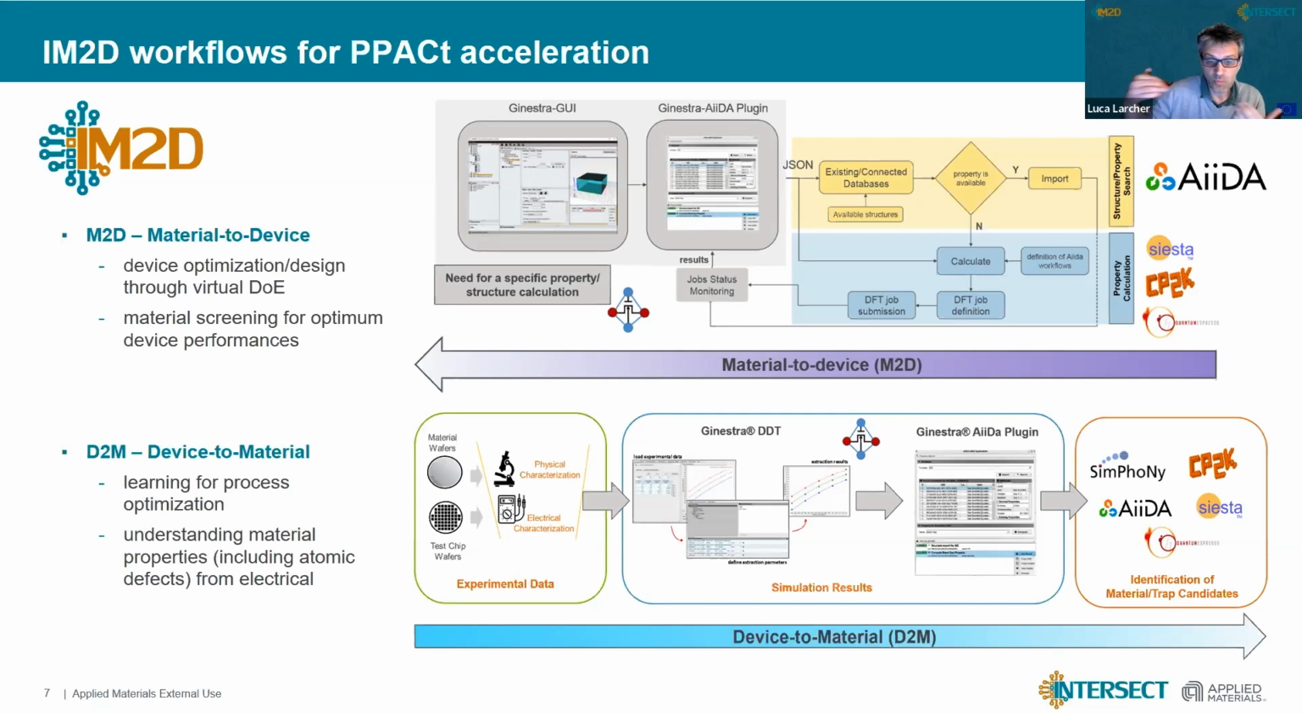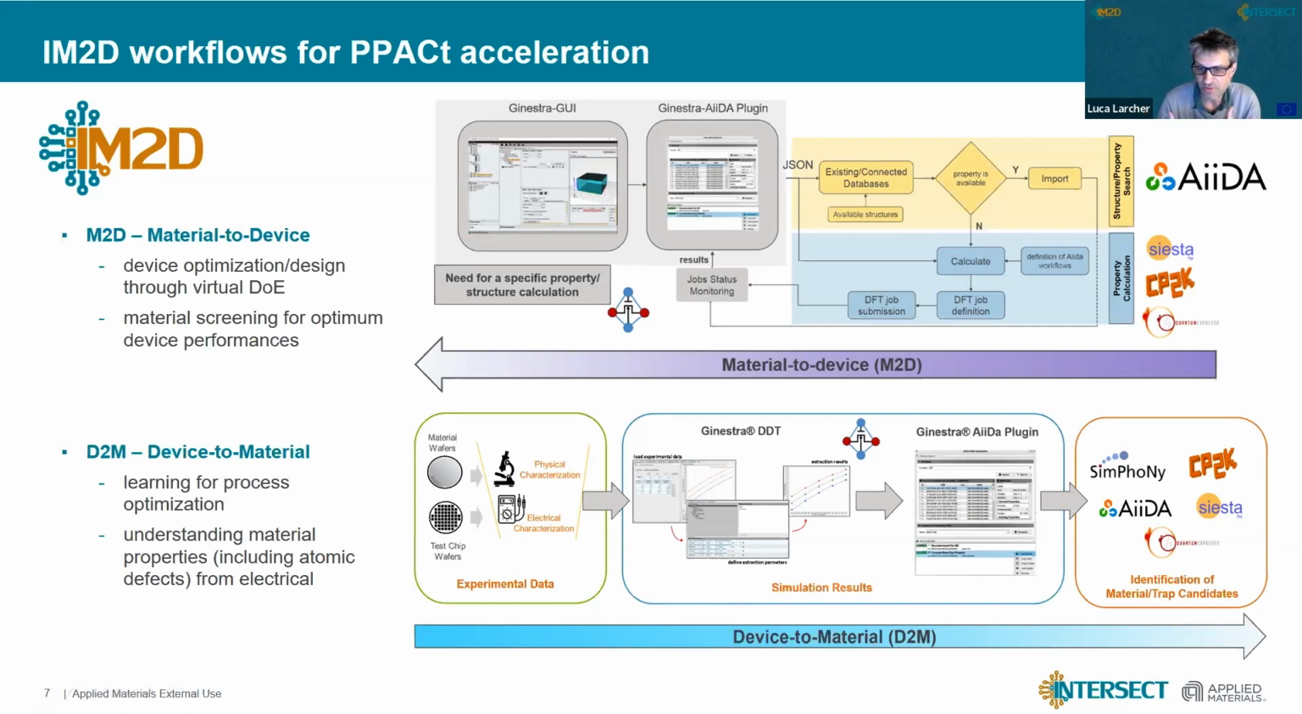The second piece of the role played by this IM2D in order to accelerate the PPACT is comprised of the opposite workflow, what we call device to material. In this case, we start from the electrical performances of a device, test vehicle, whatever, and we go backward, to try to use Ginestra plus this IM2D box to understand and extract the material properties and the composition.